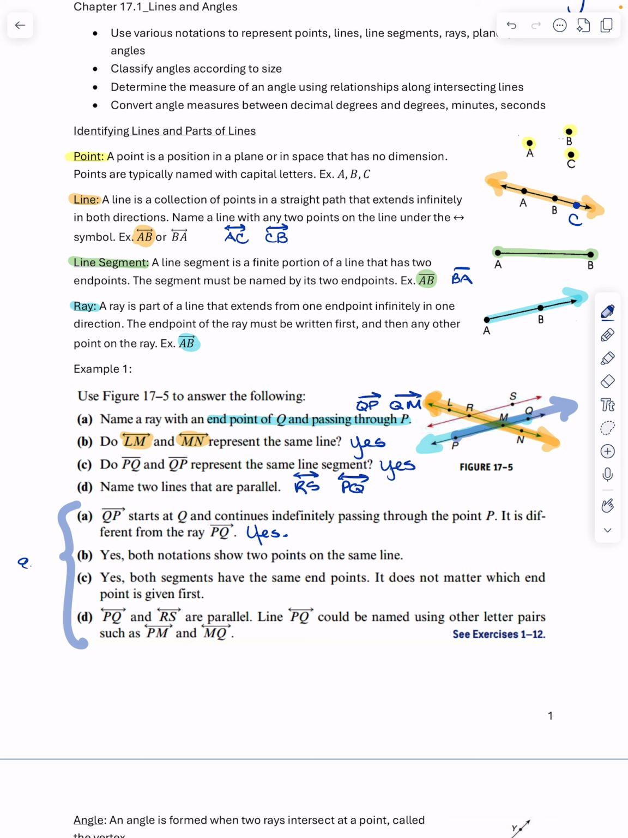Apparently I was not paying attention when I cut and pasted that. So there we go. Page 1.